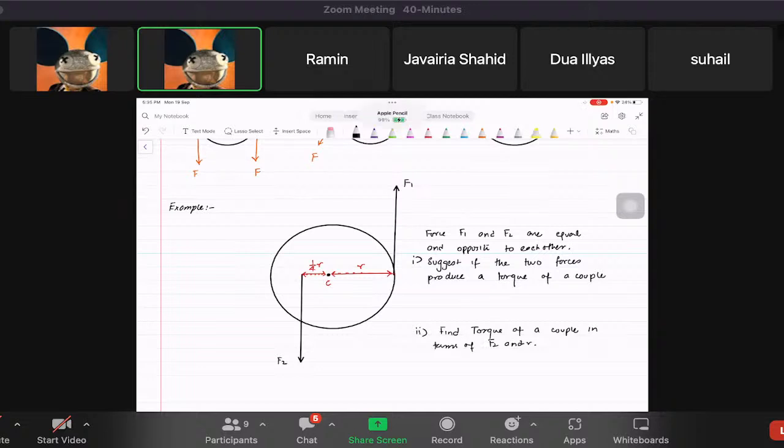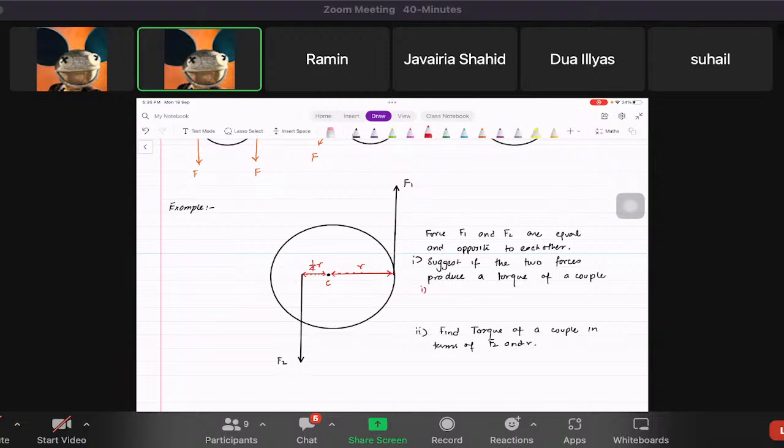So who can tell me if this is a torque of a couple or not? Why is it a torque of a couple? Sir, because the forces are opposite in direction, they are parallel to each other, and they're also acting on the same body. Yes, exactly. So do not be afraid if they give you a different distance. It follows all the rules that I've taught you.